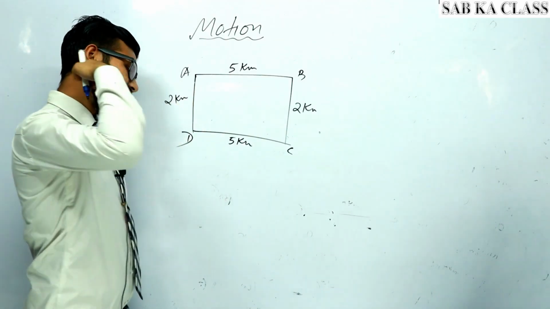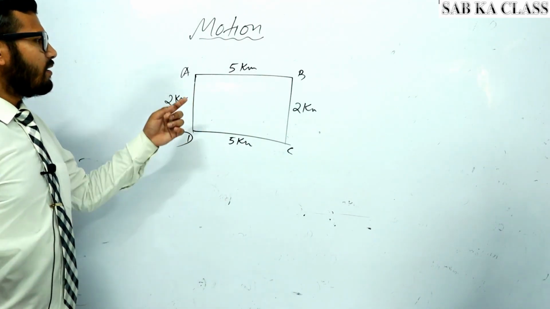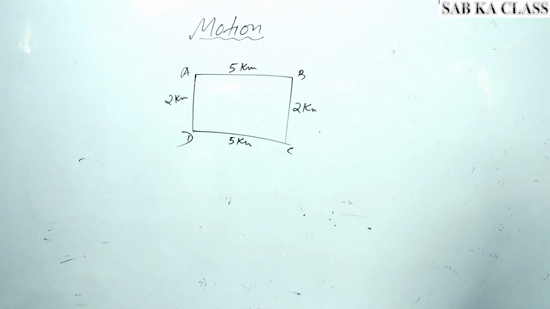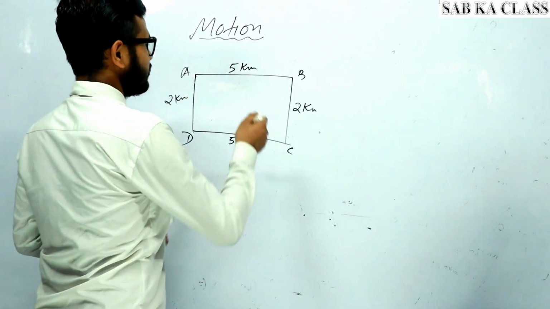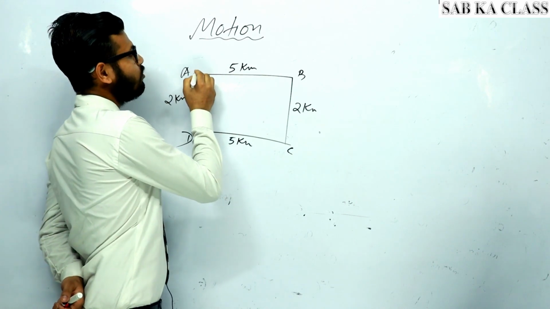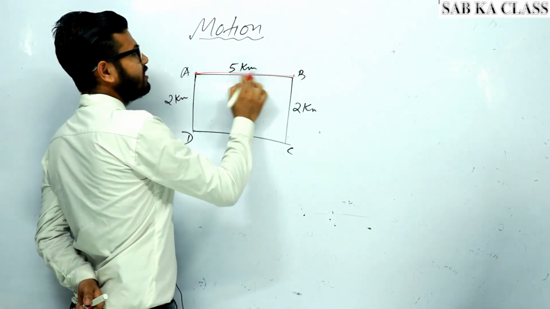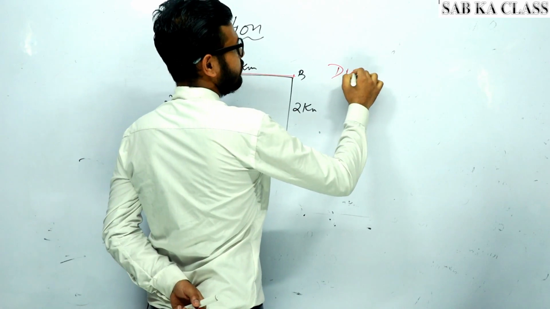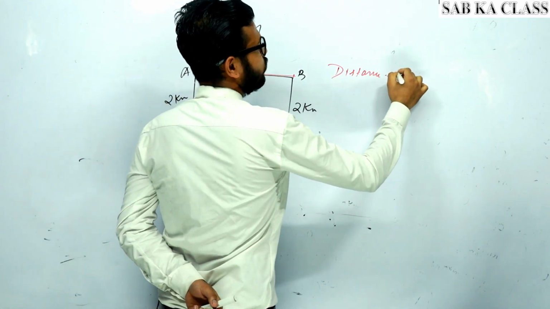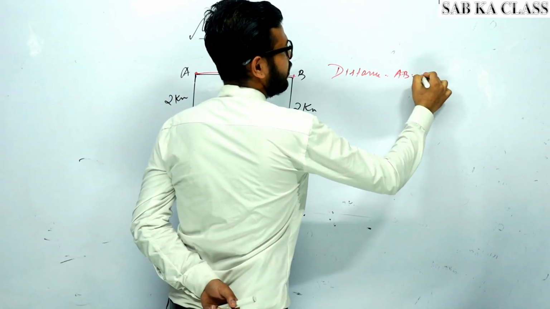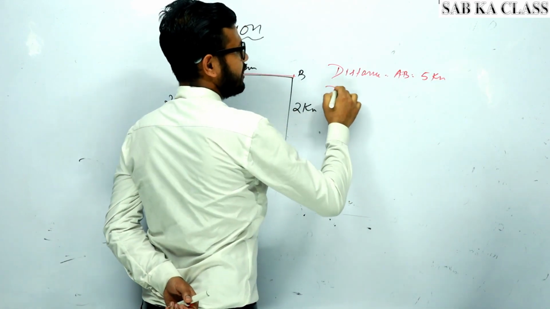2 kilometer. Okay. So suppose I'm just running in this rectangular track. A person moves from A to B. What is the distance in this case? A to B how much is it? 5 kilometer. Very good. And displacement?